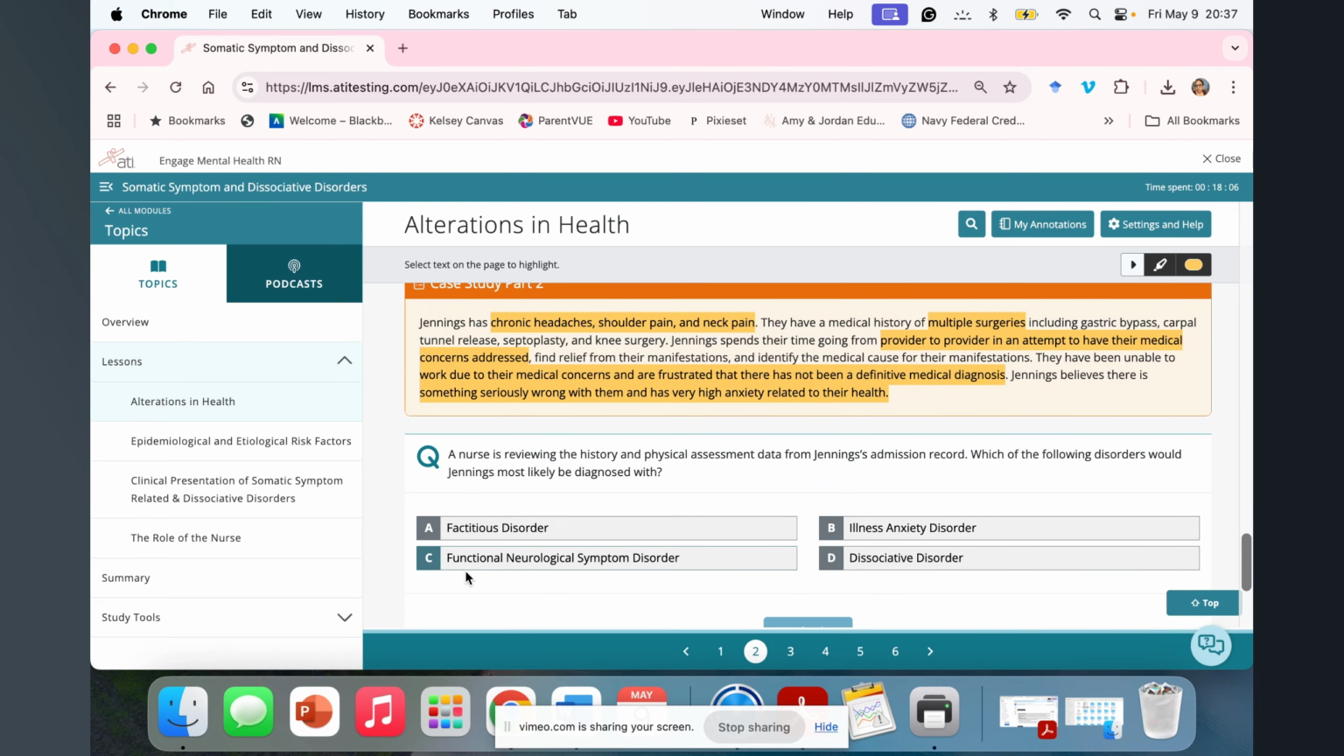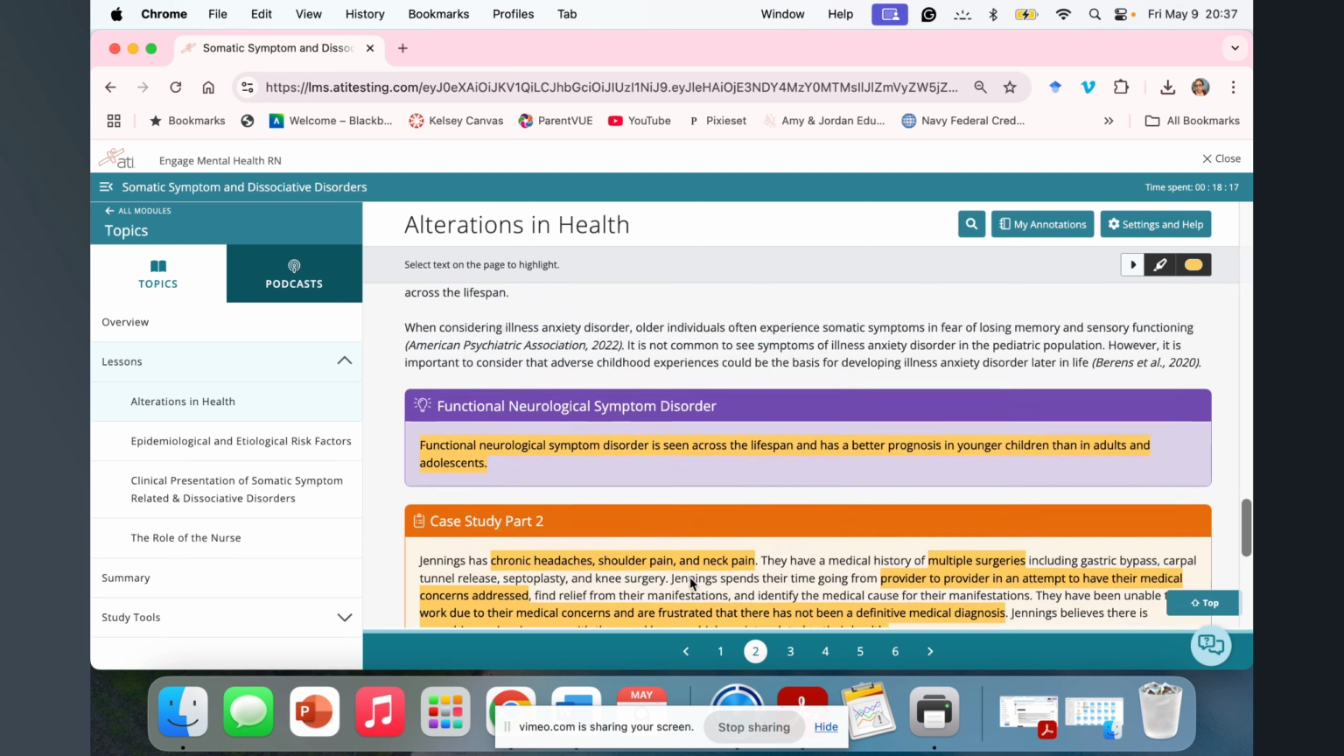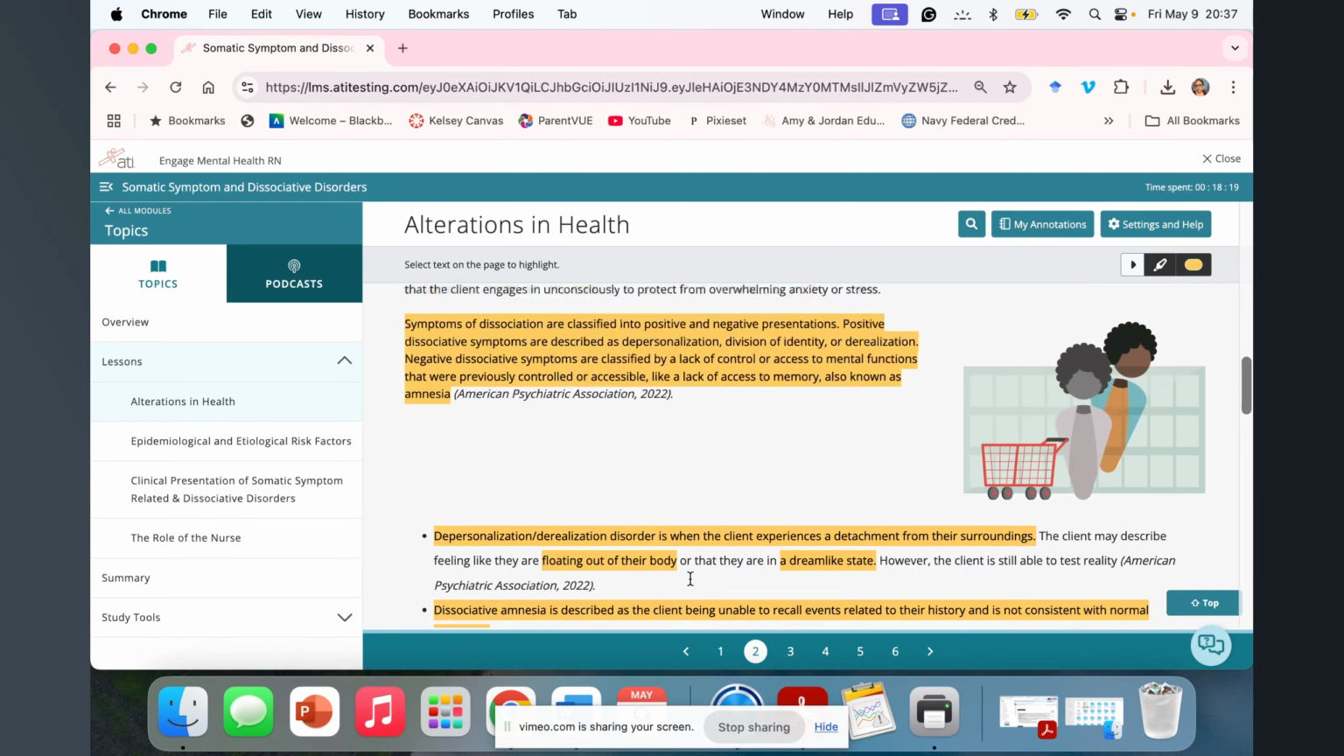Functional neurological symptom disorder. This is like our conversion disorder. So this is where there's like a lack of something, or like, I don't want to say faking.